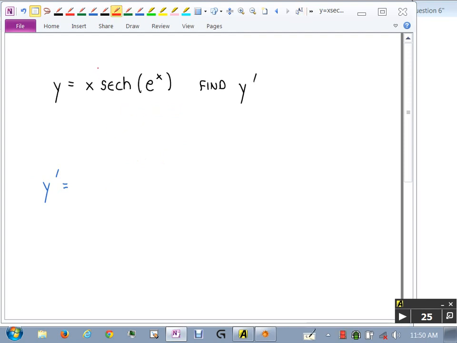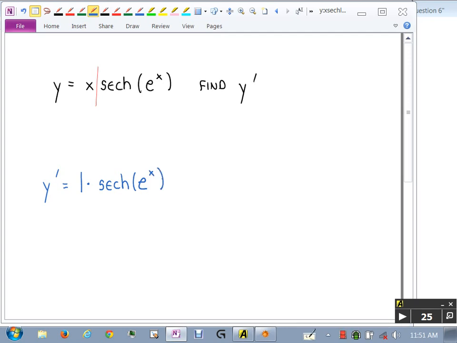We have product rule right here. And then on this one, we have a little chain rule. We have a secant hyperbolic function, inside of that we have e to the x. So let's just start with the product. Derivative of x is 1, times the secant hyperbolic e to the x.